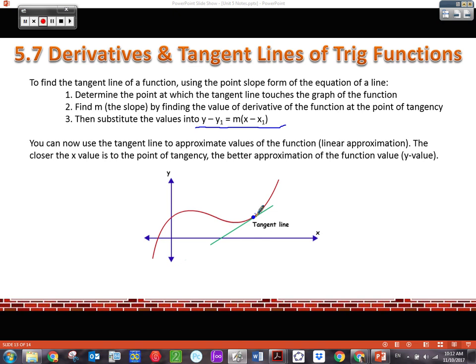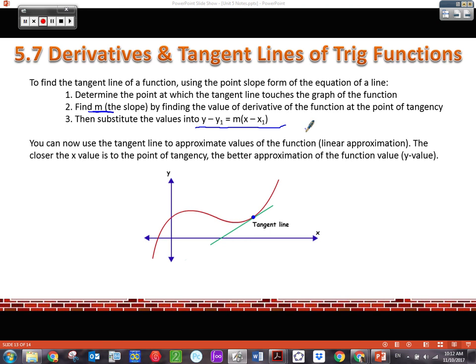Then secondly, we would find m, which of course is the slope. We would do that by finding the value of the derivative at that point, at the point of tangency. This is called the point of tangency. Thirdly, we would substitute those numbers into our lovely formula, y minus y1 equals m times x minus x1, and then we have a tangent line. That's what we're going to be working on today.